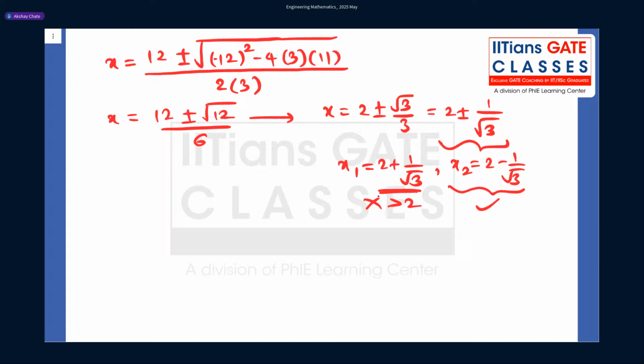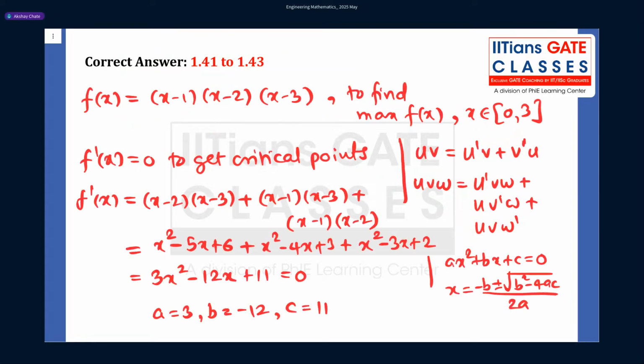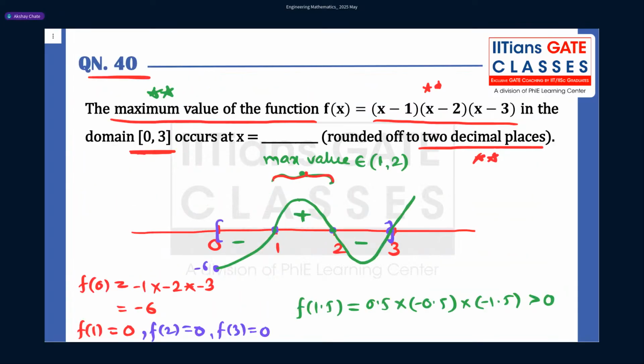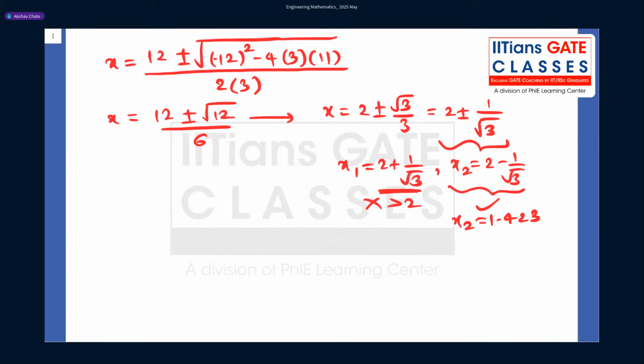Yeah, it is 0.577. Okay. So 2 minus 0.577 gives you 1.422. Okay, so this value is 1.423. But they are asking you to round it off to the second digit, right? The question says 2 decimal places. So it is just 1.42. Okay, and this should be the answer because this is the only value which lies between 1 and 2.